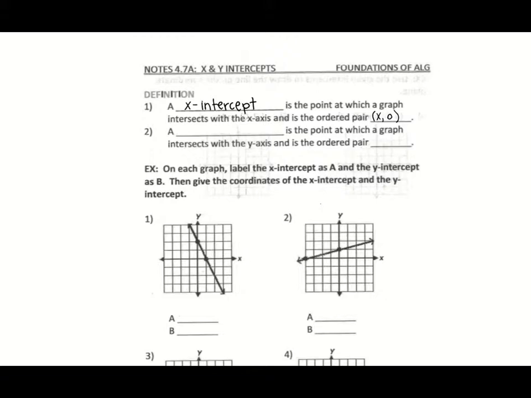It's on our x-axis. A y-intercept is the point at which a graph intersects with the y-axis and is the ordered pair 0, y. So this means that our x value is 0. We don't go left or right at all. We stay right on the y-axis. Okay, so let's look at some examples.